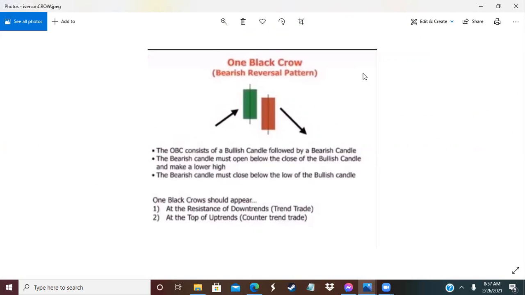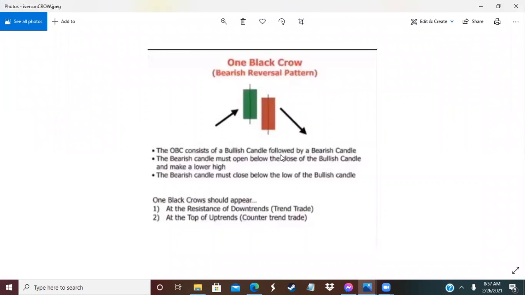The crow is a bearish reversal pattern. So that means that when you see it, you think that the price is going to be dropping. You want to see it after some upward momentum. It's a bearish reversal pattern. So you want to see that upward momentum, then you want to spot this, and that gives you indication that the price is headed downward.